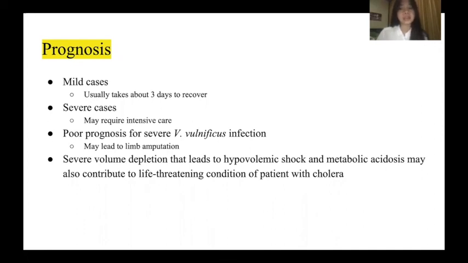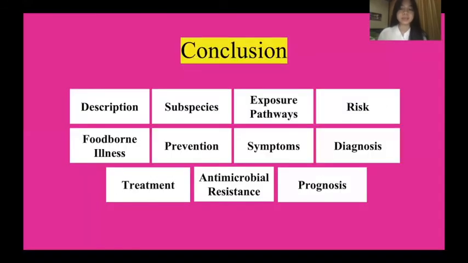Patients with mild cases of vibriosis recover in about 3 days, but more severe cases may lead to severe illness and may need intensive care. Limb amputation may also be performed in patients with severe Vibrio vulnificus infection, indicating that severe Vibrio vulnificus infection has a poorer prognosis than other cases. Vibrio cholerae infection can be life-threatening if severe volume depletion occurs, leading to hypovolemic shock and metabolic acidosis.